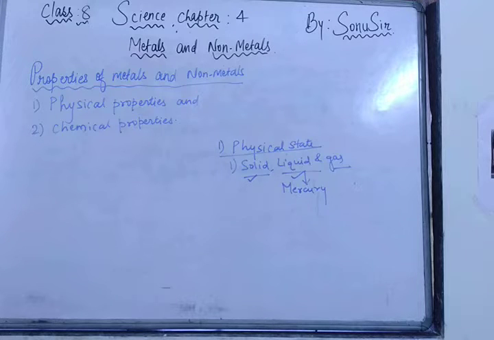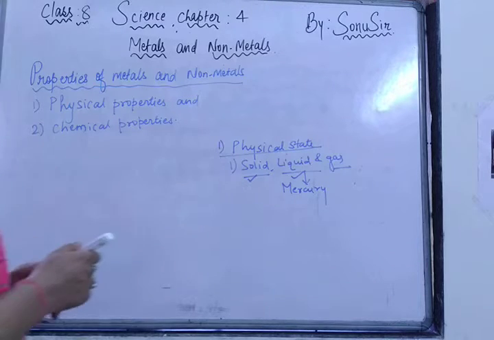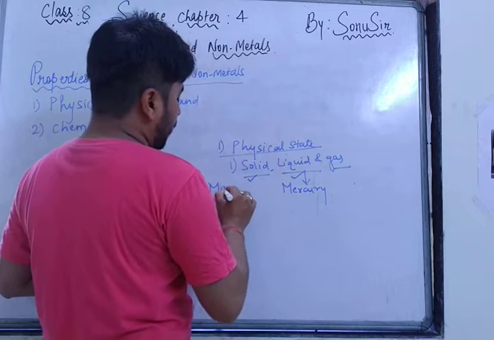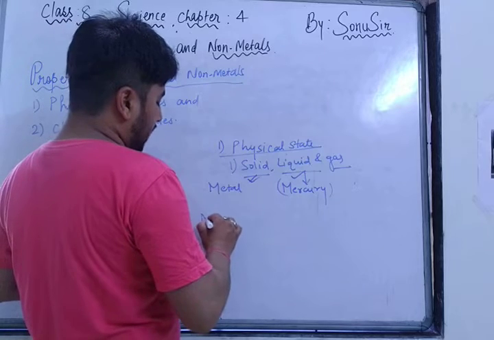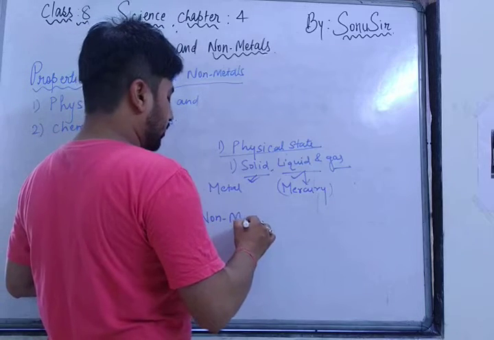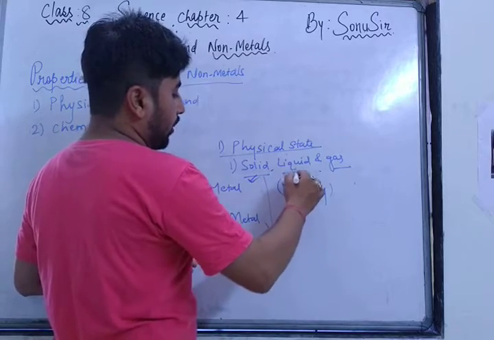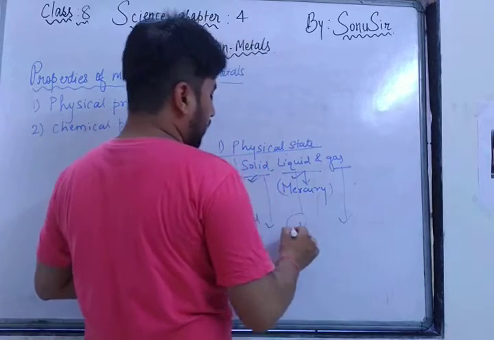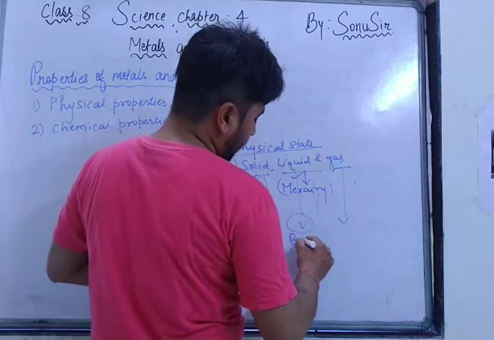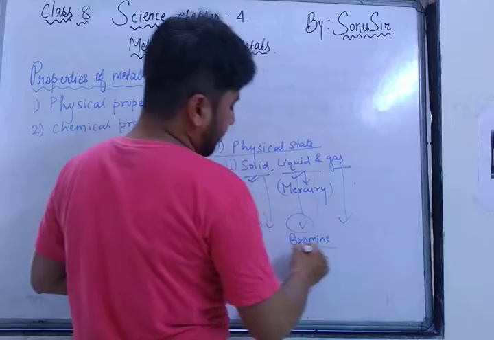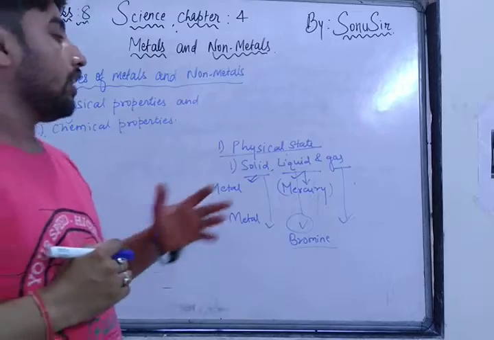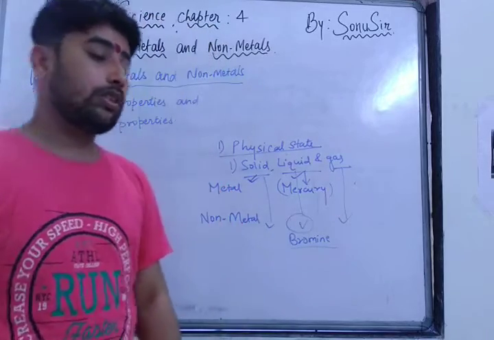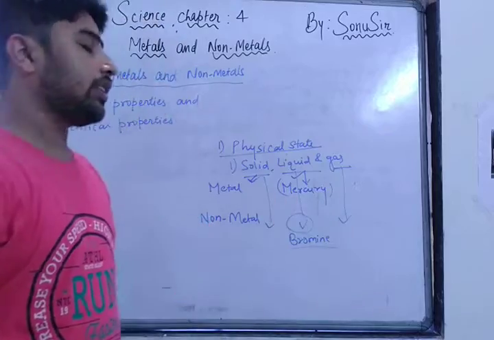Remember, these are the properties of metals: all the metals exist in the solid state except mercury. If we talk about the nonmetals, nonmetals exist in all the states: solid, liquid and gas. In the liquid state there is only one, that is bromine. If anybody asks you which nonmetal exists in the liquid state, you can say bromine. Some gases, oxygen, halogens, exist in the gaseous state, and some exist in the solid state also.